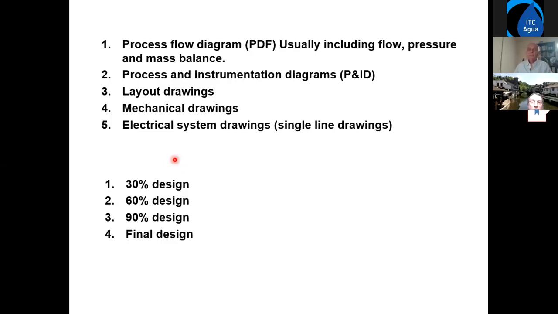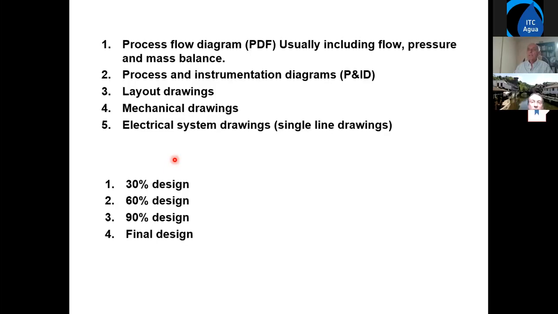The process flow diagram includes the schematic of the system with indication of the major equipment and the flow and mass balance. So looking at the process flow diagram, we know the streams, we know their flow rates, and we know the concentration, and usually we also know the pressure. So this is the picture. If we look at this, we know where the starting point is and how the water is being processed.